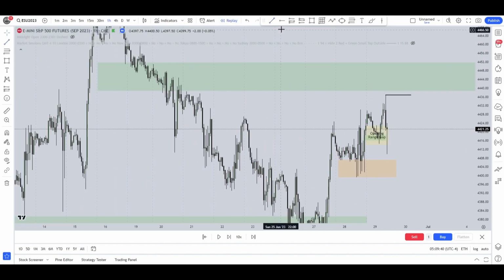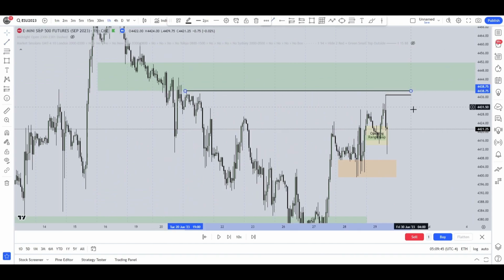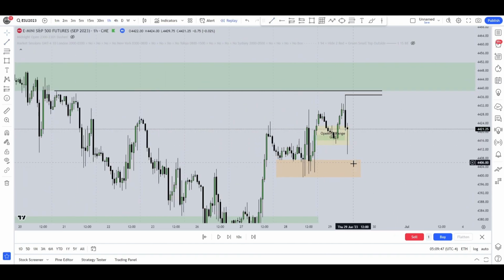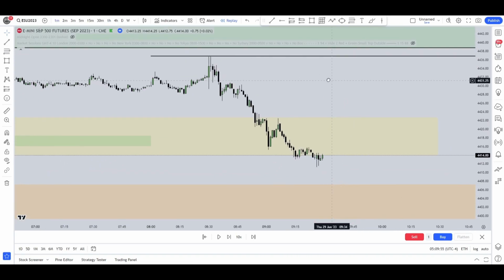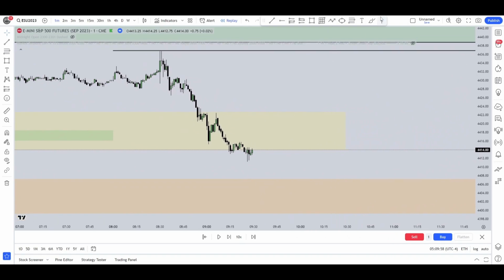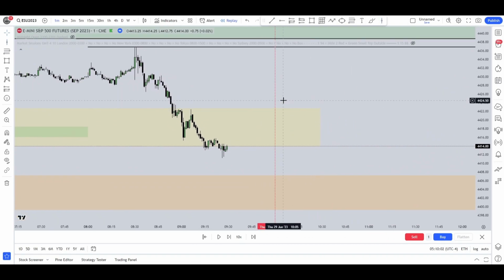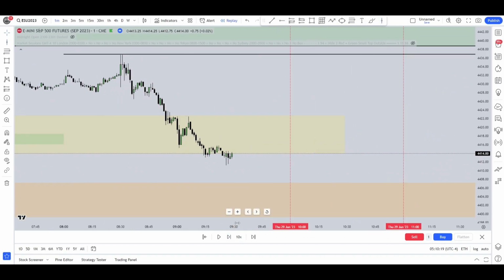Let's zoom out, see if we have some highs. We have a lot of highs over here as well. My idea is that we'll go down and then we'll go up, take out the highs and fill out this daily fair value gap. We also have to be aware that news starts at 10, so let's mark out 10. We don't want to take a trade until we see how this does. Let's see what the market does at 9:30.